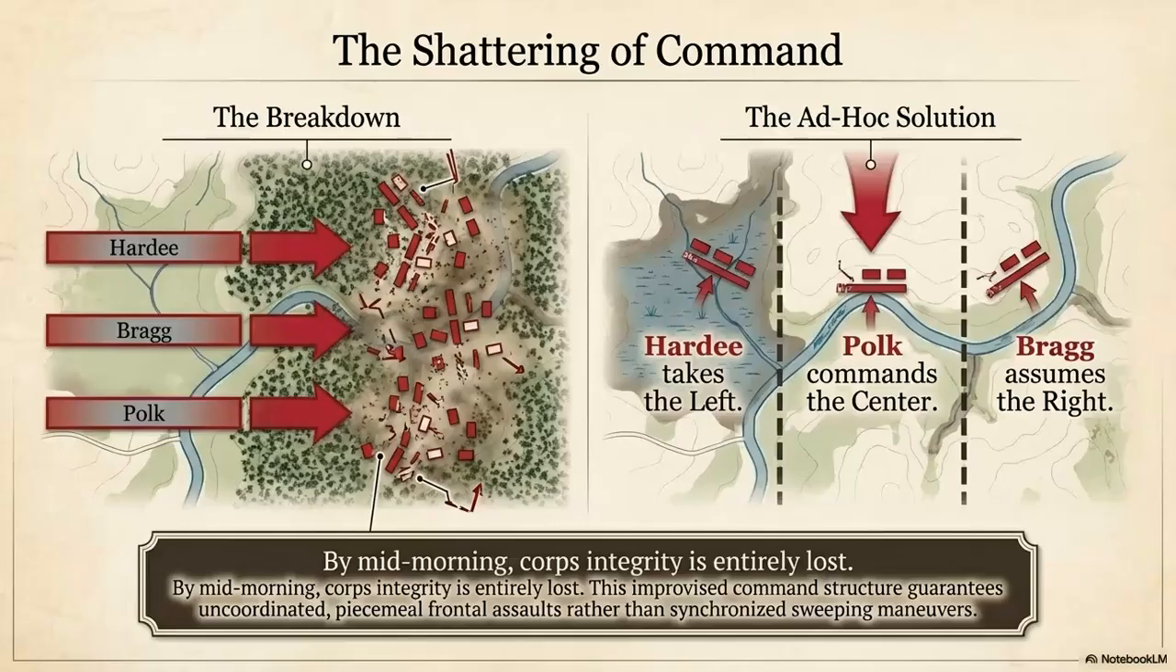To salvage the assault, an ad hoc solution is implemented on the fly. The battlefield is sliced into distinct geographic zones. Hardee takes command of the left, Polk assumes control of the center, and Bragg takes the right. While this desperate improvisation keeps men fighting, it guarantees coordinated, piecemeal frontal assaults rather than the synchronized, sweeping maneuvers Johnston initially envisioned to crush the Union line.